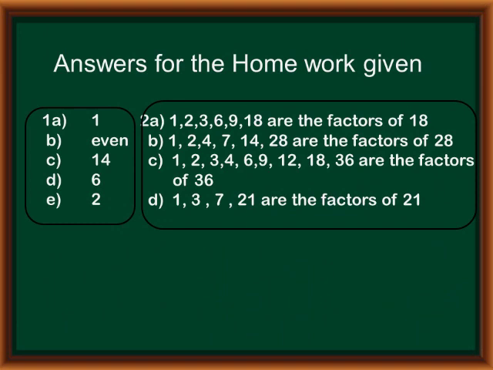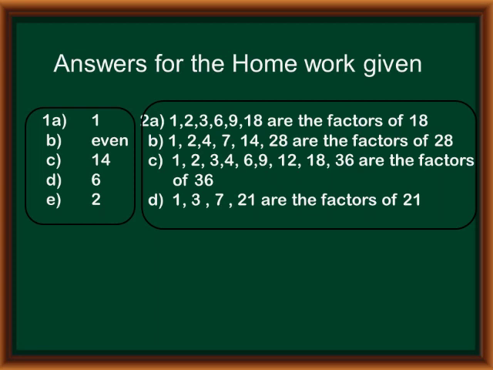First question, fill in the blanks. 1 is a factor of all numbers. 2 is a factor of all even numbers. The smallest multiple of 14 is 14. 6 is a factor of 18 as 18 can be divided by 6 exactly. All numbers except 1 have at least 2 factors.